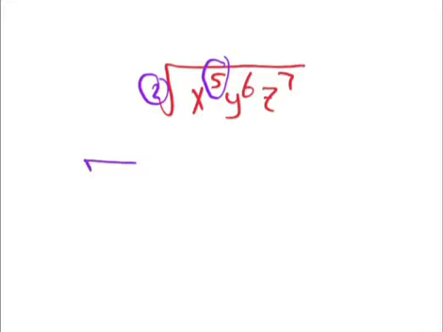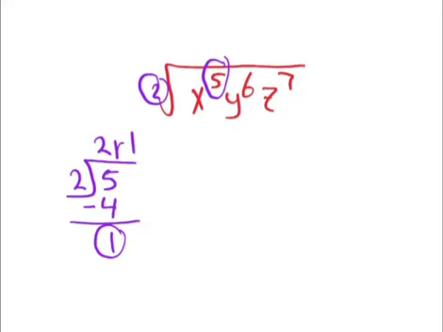Let me simplify this for you. So we will do 5 divided by 2. 5 divided by 2 is 2. 2 times 2 is 4. Then you subtract, it is 1. So your remainder is 1 because it's smaller than the divisor, which is 2.